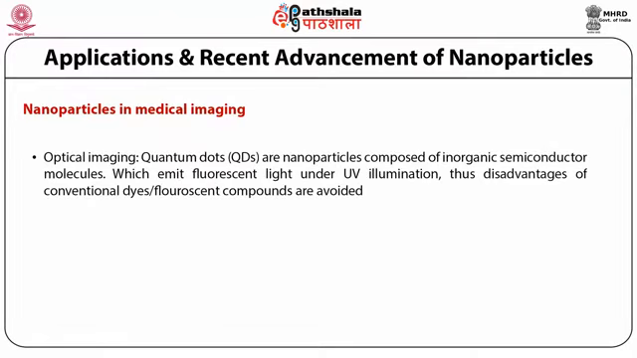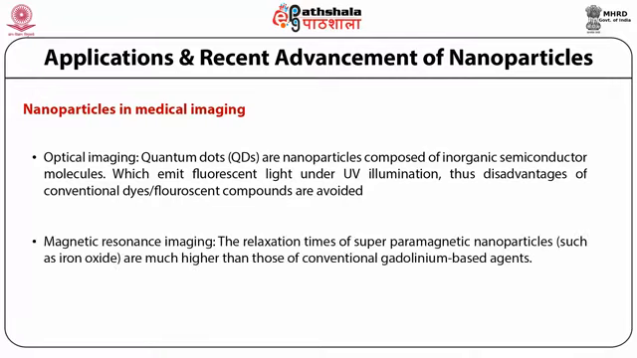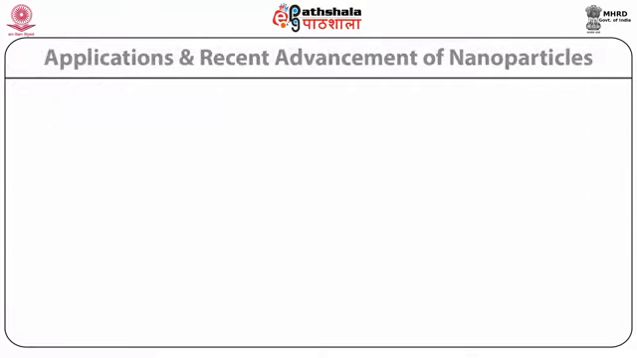Under this, optical imaging. Quantum dots are nanoparticles composed of inorganic semiconductor molecules which emit fluorescent light under UV illumination. Thus, disadvantages of conventional dyes or fluorescent compounds are avoided by using quantum dots. Next is magnetic resonance imaging. The relaxation time of superparamagnetic nanoparticles such as iron oxide is much higher than those of conventional gadolinium-based agents.